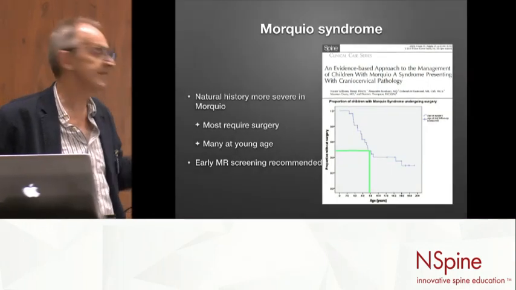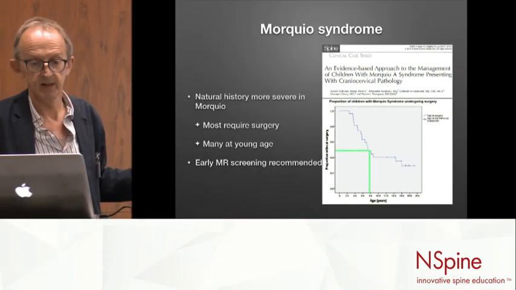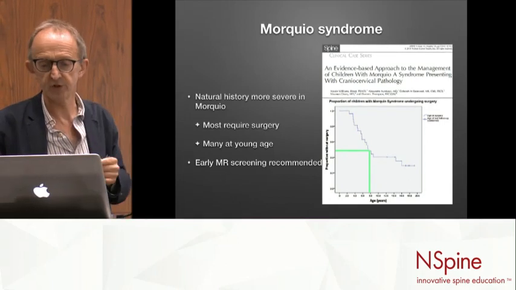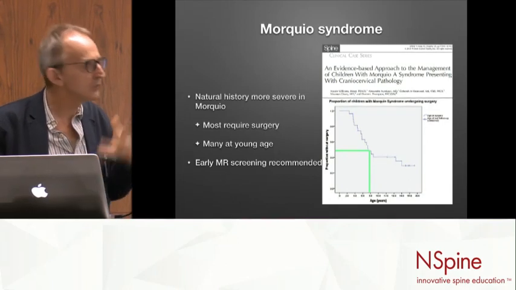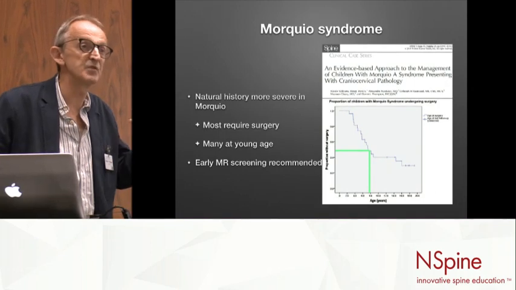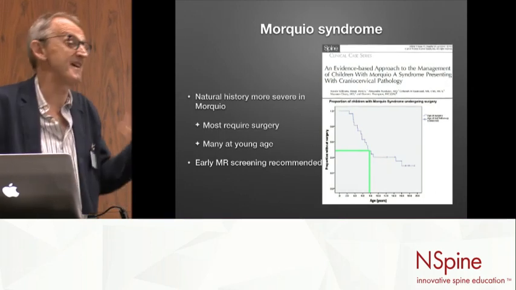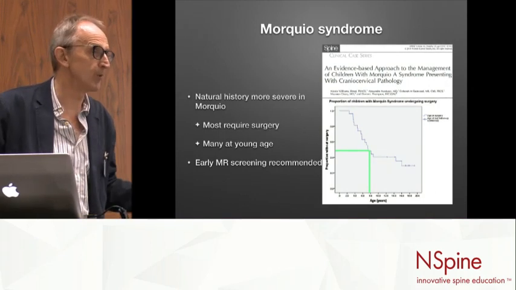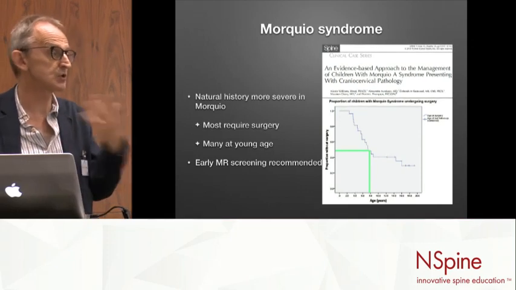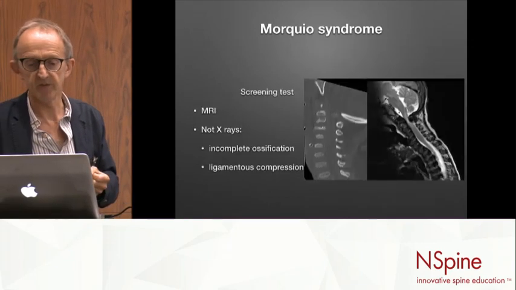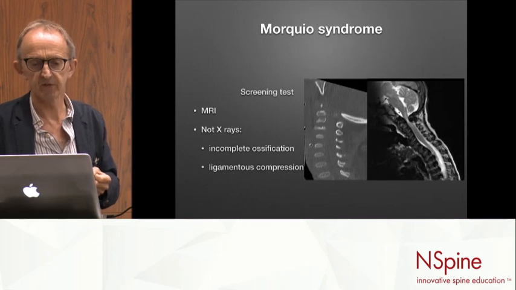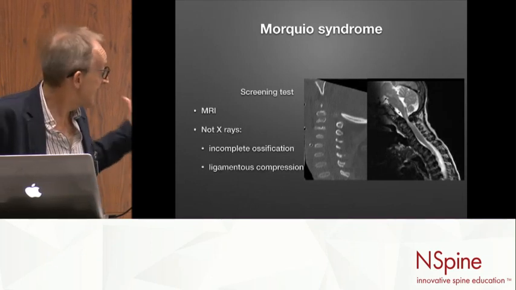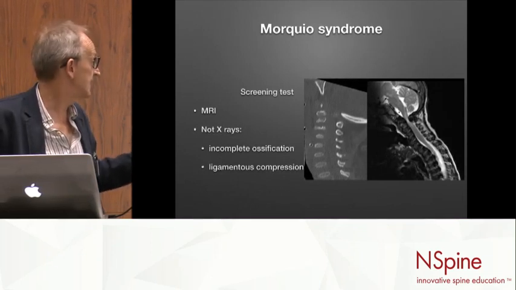Furthermore, they're requiring that surgery quite early. Many of the children were requiring operations before the age of 5. And of course, then you have a problem because you've got a significant bone dysplasia in a very young child, often with comorbidities, and some limitation to what's available to you in the form of instrumentation and fixation. Again, MRI is your best screening test here.